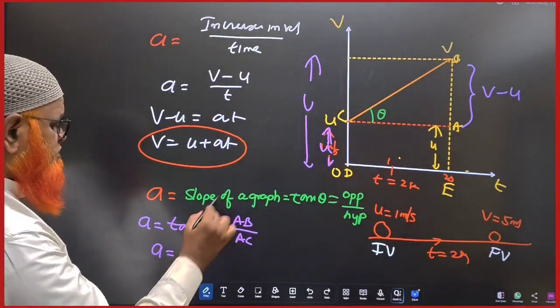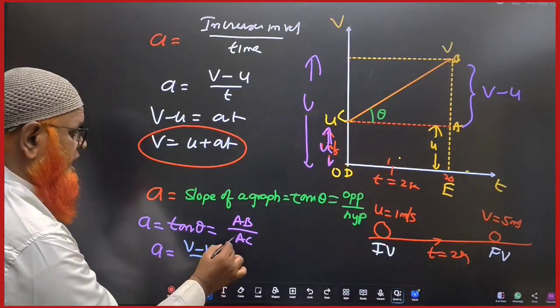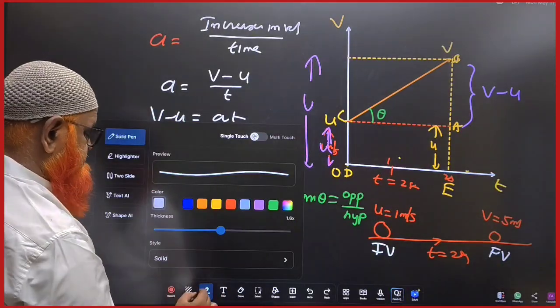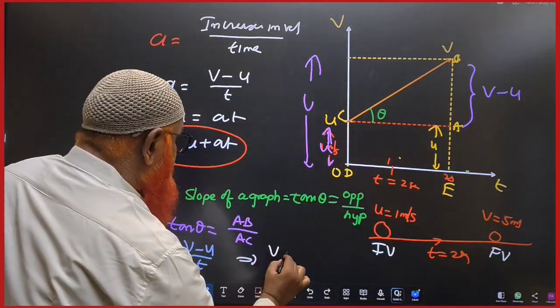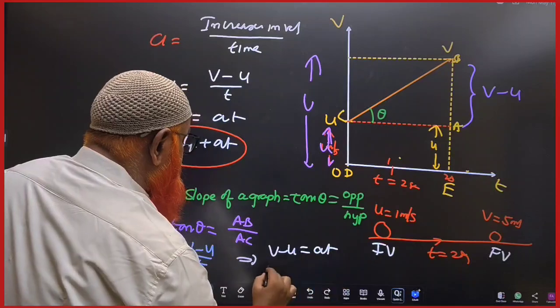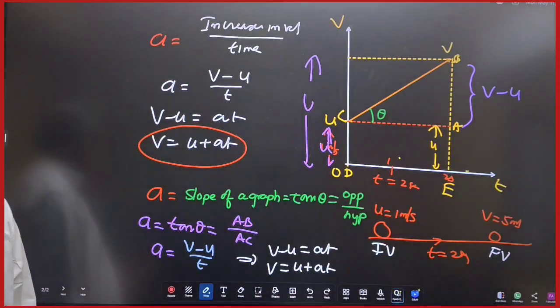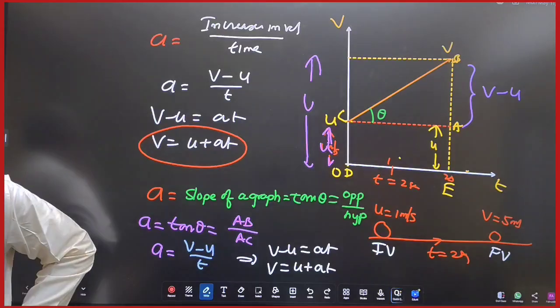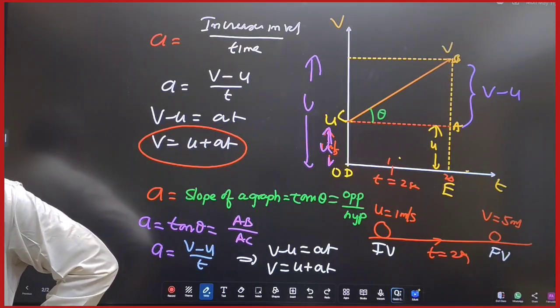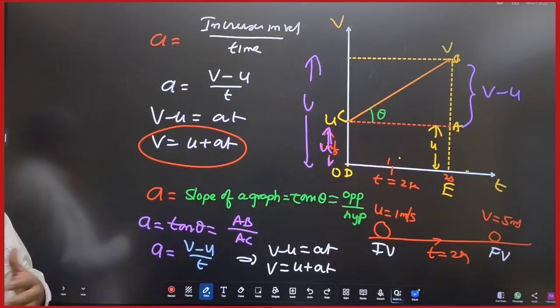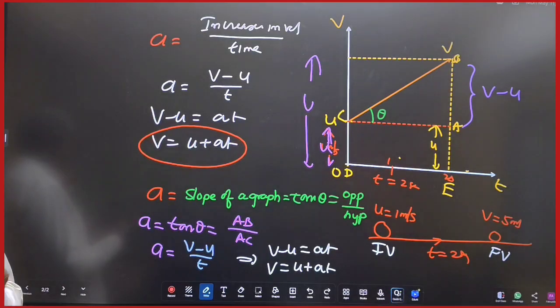Now just see. Opposite side is nothing but V minus U, and adjacent side is nothing but T here. Okay. So this implies that V minus U is equal to AT. So V is equal to U plus AT. So I have explained the same concept by using graphs also. Hope you are understanding. The same concept I have explained by using graph also. This is your basic of kinematics.